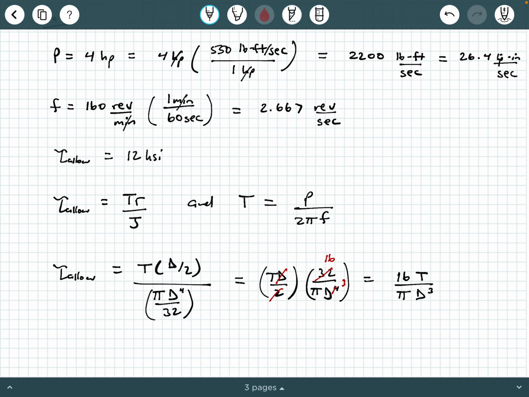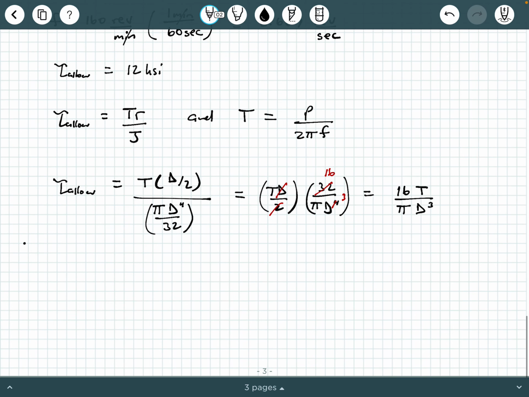Now what I'm going to do is substitute this t equals p over 2 pi f into this t value right here, okay? And so in doing so, I can now say that tau allow equals 16 over pi d cubed, and then where t is, I'm going to substitute that p over 2 pi f, okay? And then what do I do from there?